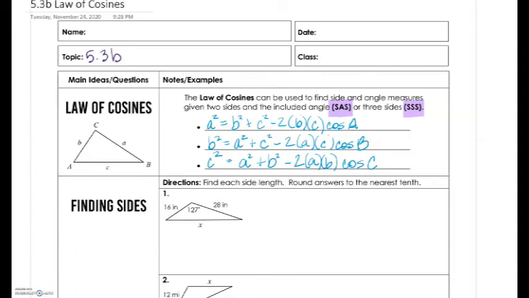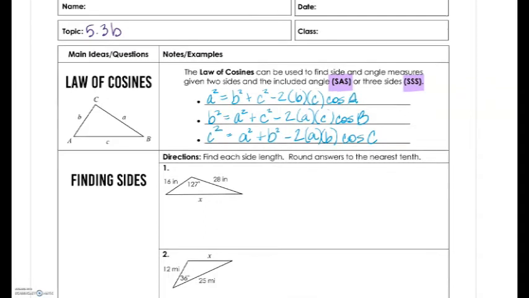We won't go into that, but if you want to see a proof for it, you're welcome to Google that, and you will find some videos that show you how to prove it. Keeping in mind also the same rules about lowercase a, b, c, and capital A, B, and C and their relationship. So let's look at number 1.